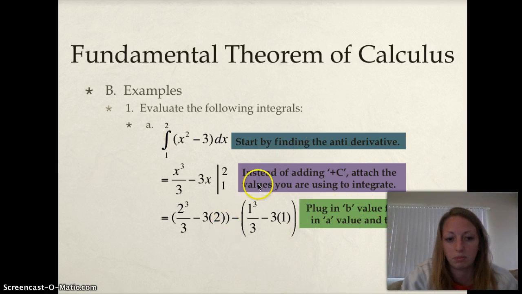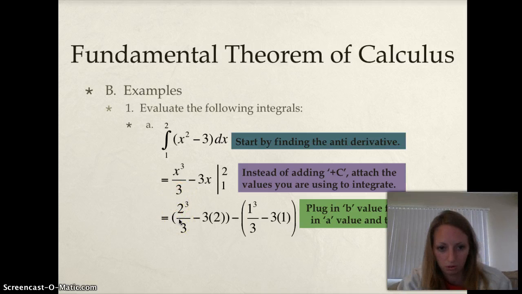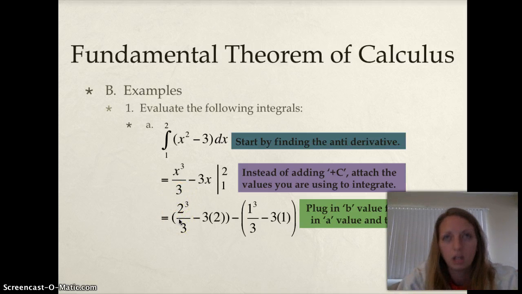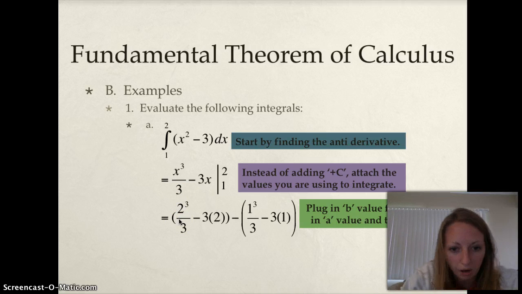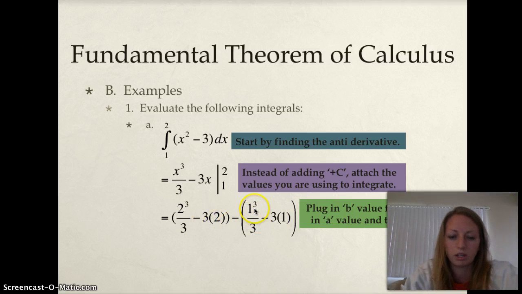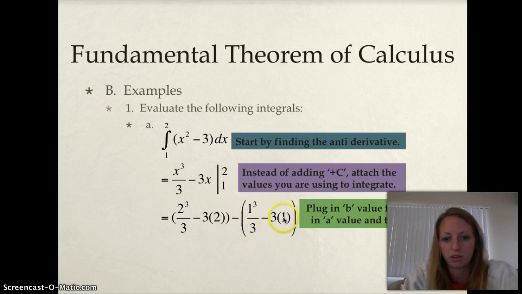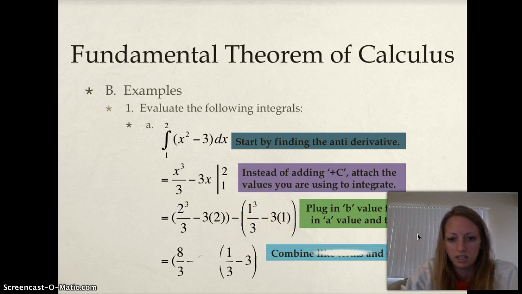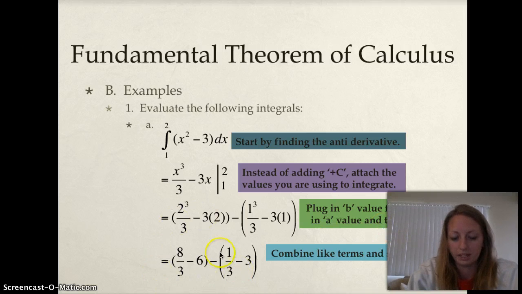Then your next step is to simplify. What is 2 cubed? Well, 2 cubed is 2 times 2 times 2, which is 8 over 3. 2 times 3 is 6. 1 cubed is just 1, so it stays 1 over 3 minus 3. Then we just simplify, and you're going to finish simplifying.